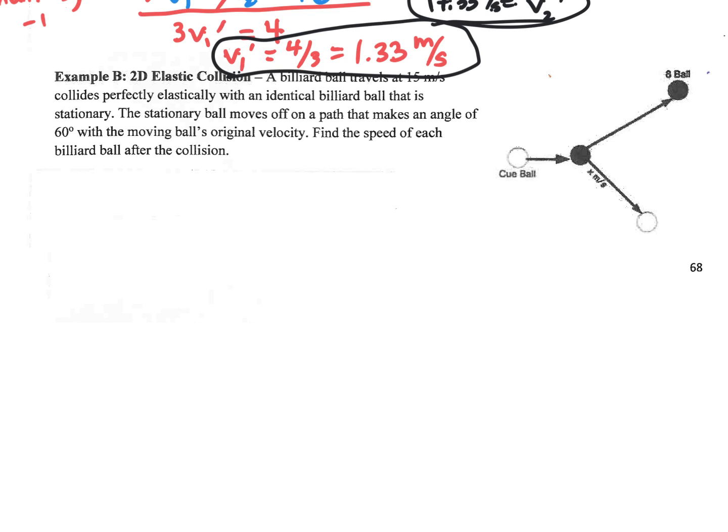Let's look at this. We've got a cue ball coming in and hitting a billiard ball that's stationary. The stationary ball moves off in a path that makes an angle of 60 degrees with the cue ball's original velocity. Find the speed of the billiard ball after the collision. So this is going to be an angle of 60 degrees with the original here.